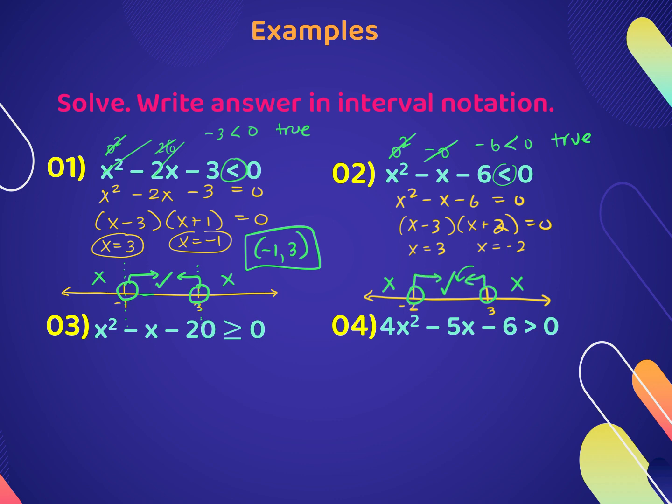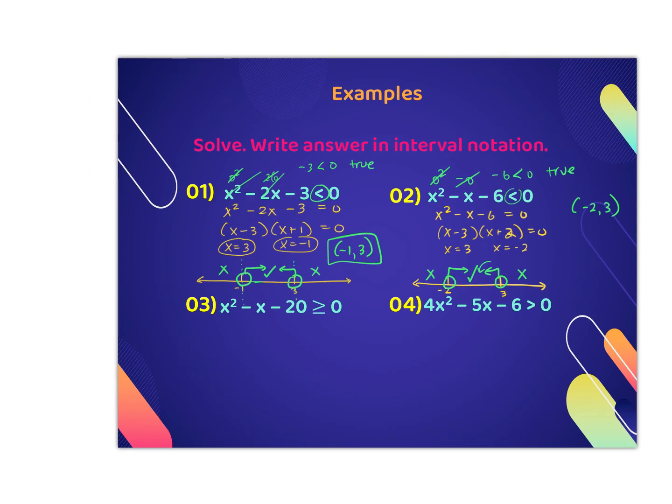So in interval notation, this answer is negative 2 to 3 with parentheses. And so that's how we solve it. Down the road, we'll graph it, and you'll see what that would look like in a graph. But for now, this is all we have to do.